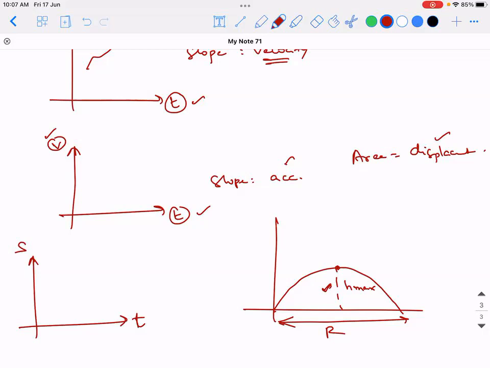Whenever it passes, the projectile will be traveling under the influence of gravity. Always the velocity is in the upward direction till it reaches the maximum point. So till the maximum point it is decelerating. After that it is accelerating. So that's what happens.